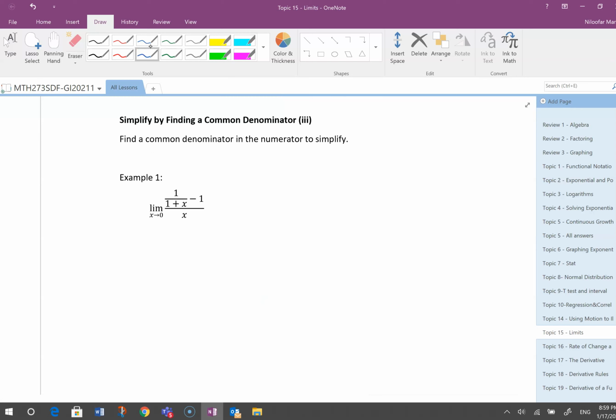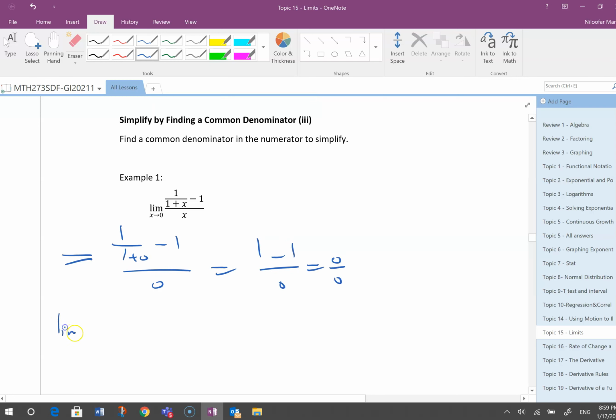For this one, when I substitute, if I find a common denominator and simplify, then I can remove the problem of 0 over 0. Let's just substitute. Remember, first you have to substitute. So this is 1 over 1 plus 0 minus 1, over 0, which is 1 minus 1 over 0, which is 0 over 0.